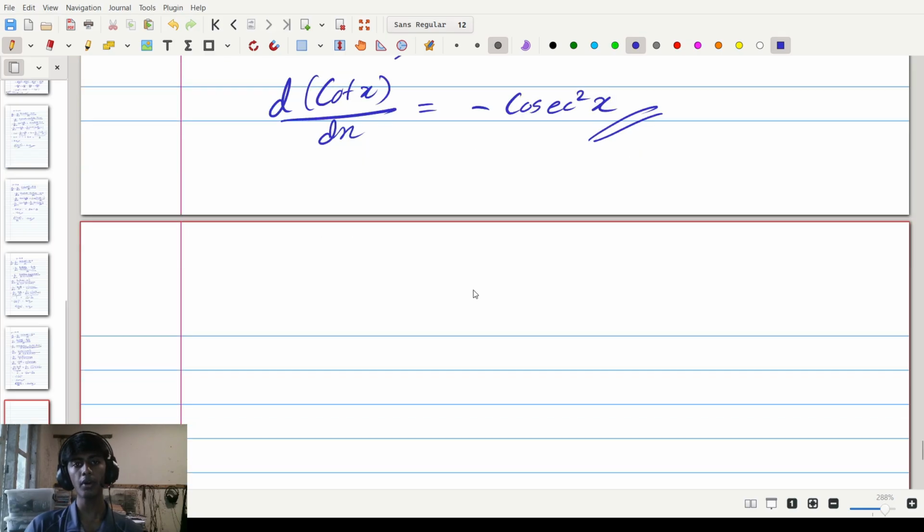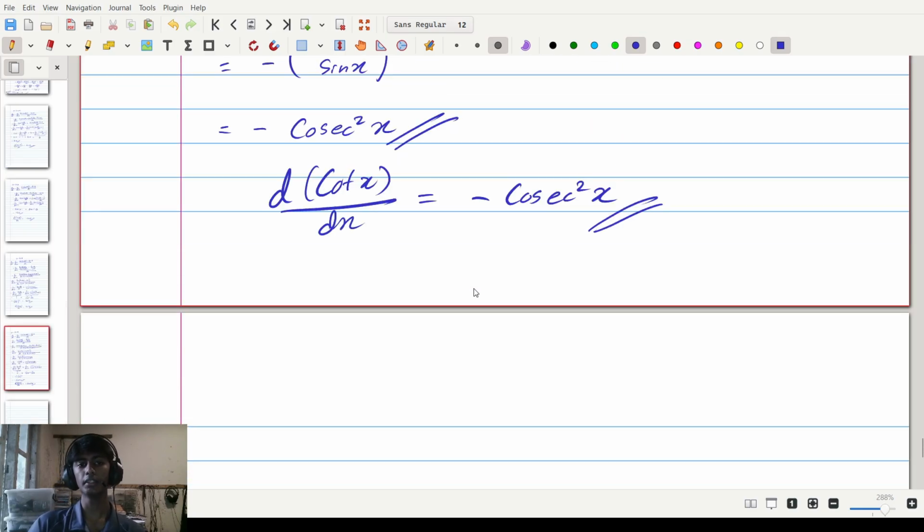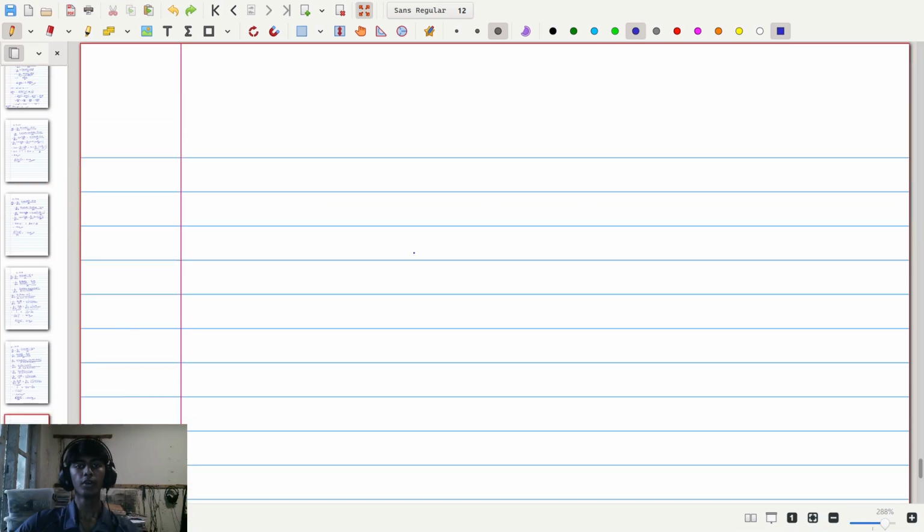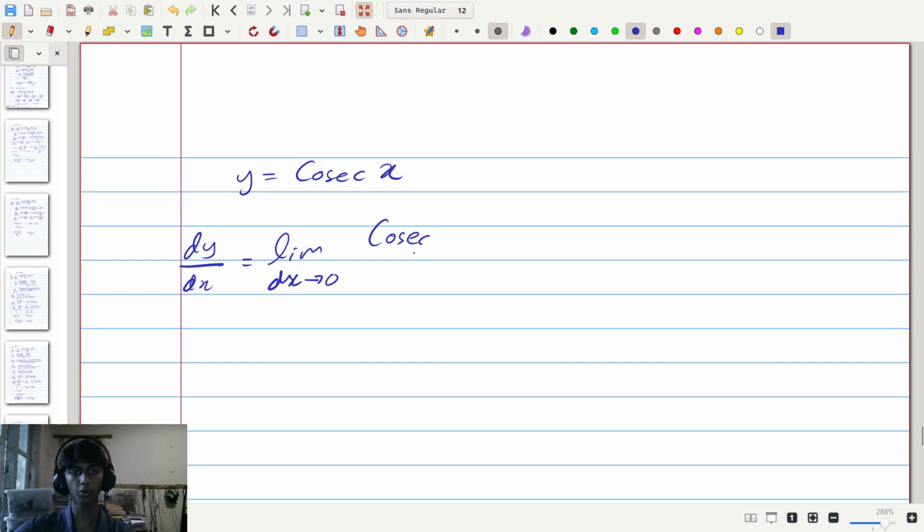So let's go now on to the other two, which are the derivative of the cosecant and the secant of x. So now let's do the derivative of the cosecant of x. So y equals cosec of x. Here what we're interested in once again is dy by dx, which is the limit as dx approaches 0 of the value of the cosecant at x plus dx, so cosecant of x plus dx, minus the value of the cosecant at x, all divided by dx.